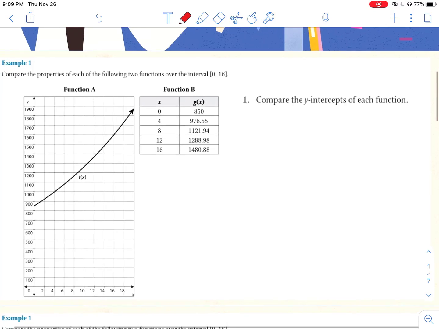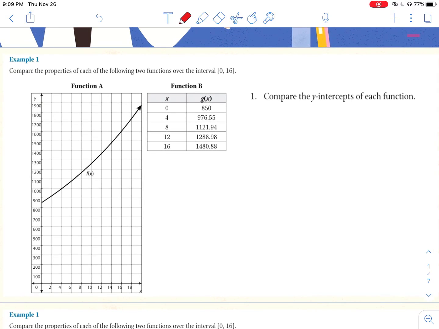262 notes. Our first example, they want us to compare the properties of each of the following two functions over the interval from 0 to 16. When we compare our properties, we're doing the same thing that we did in our previous lesson. We're comparing our y-intercept and our rate of change. The first part of this example, let's compare the y-intercepts of each function.